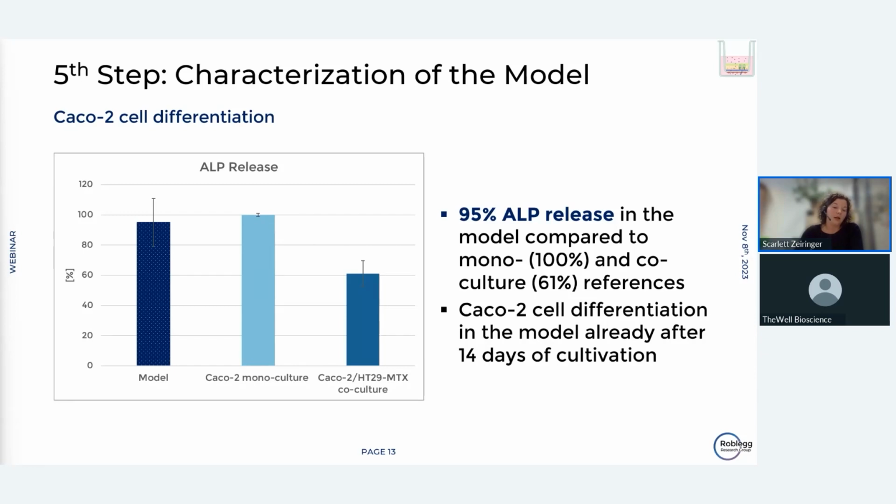Compared to that, a co-culture of the CACO2 and HT29-MTX cells without gel only yielded a value of 61% compared to the monoculture. The slight decrease from the model is due to the lower number of CACO2 cells in the model due to the co-culture of the epithelial and the goblet cells.